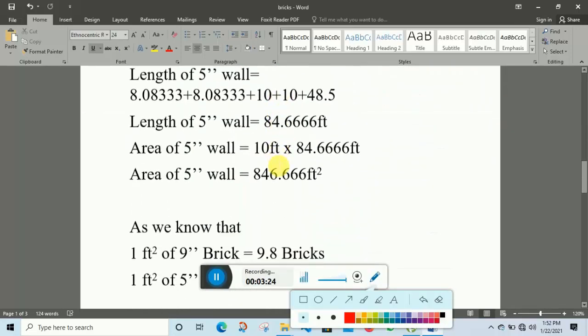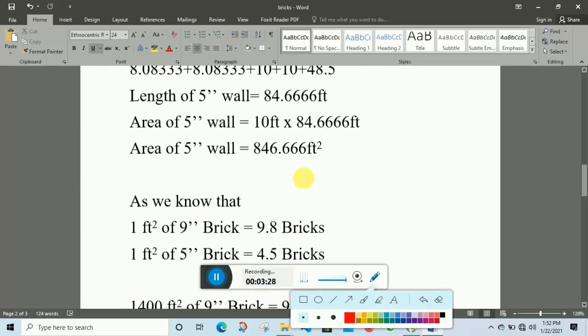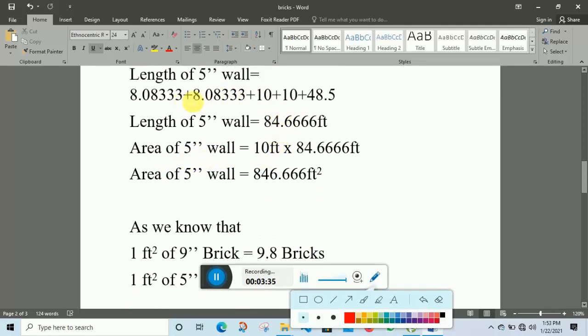So now look here, the area of the 5-inch wall: when I sum all these, I get the total in feet. This is the overall length of that wall. So the area of the 5-inch wall is, when I multiply the length by the height, the overall area of the 5-inch wall.